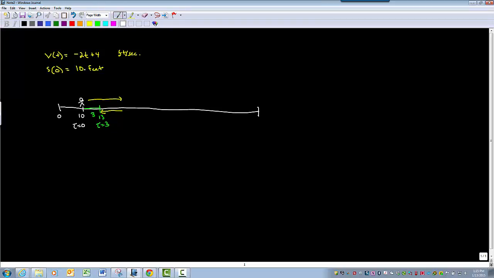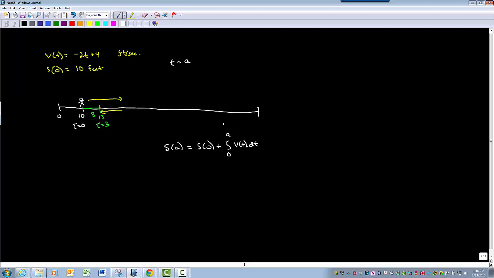Now what if we didn't know the time? Let's say t was equal to some unknown time. We'll call it a. So what we want to know is, what is the position of the person at time a? Well, that is still equal to their initial position plus the integral from the initial time to the time a of the function v(t) dt.